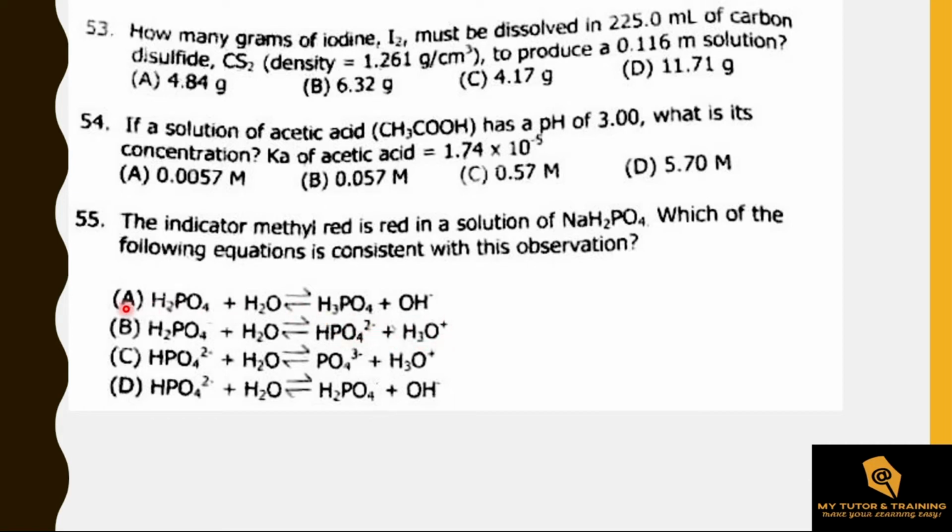So for indicator methyl red to stay red, the reaction must be the reaction which produces what? Acid. The reaction which produces acid. So for question 55, the answer is B.